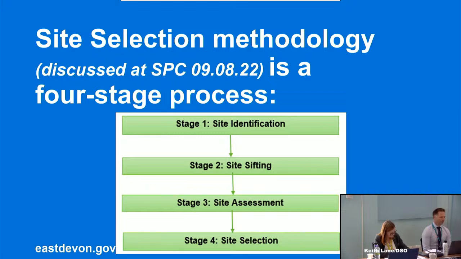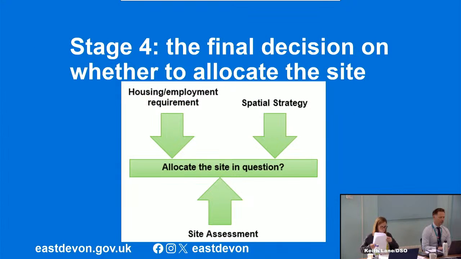So briefly, we've got a methodology for how we selected the sites for allocation. It's a four-stage process. We start with a long list of sites. So that's stage one, identifying the long list. Stage two is sifting out the sites which are complete non-starters with really significant constraints. Stage three is assessing those remaining sites in more detail. And then finally, stage four is actually making a decision as to whether to select the site for allocation.